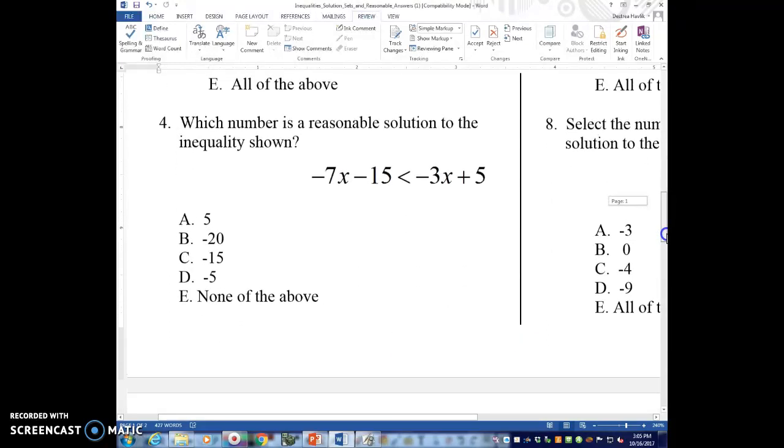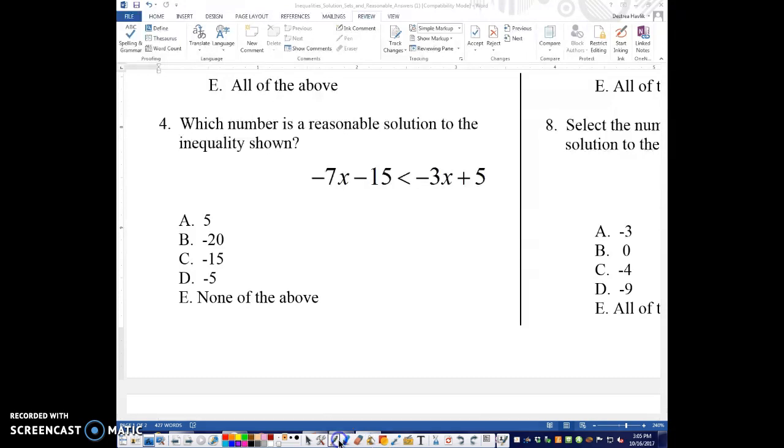Alrighty, number 4. Which number is a reasonable solution to the inequality shown? So, remember our steps to solving. Can you distribute? No, you can't. Do you need to combine like terms? Well, x number, no. X number, no. Be sure all the variables are on the same side. So let's go ahead and add this 3x. Okay, so that cancels out. So we have 5 on this side. Minus 15 is still there.